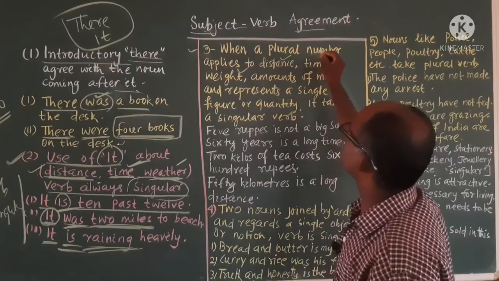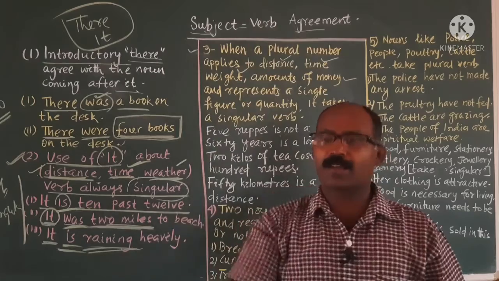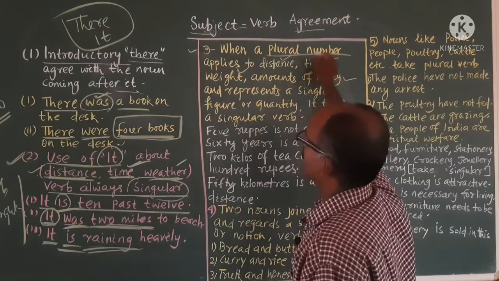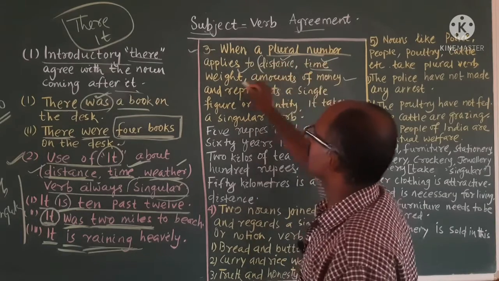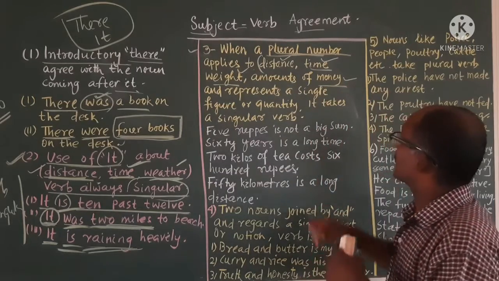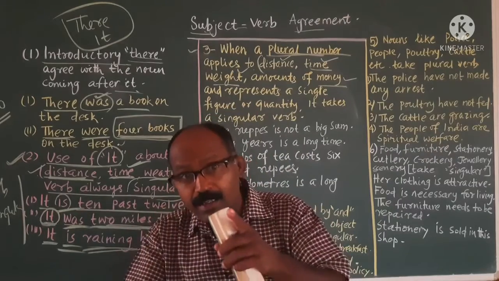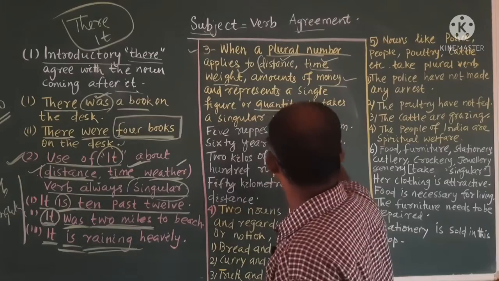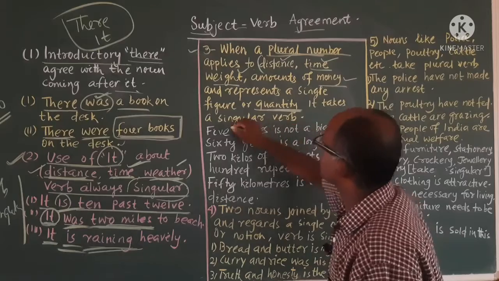time, weight, amounts of money, and represents a single figure. It may be single, it may be plural. That means a plural number applies to whom? The distance, time, weight, amounts of money. And after that it represents a single figure. If it represents a single figure, it may be plural, but if it represents a single figure or quantity, then it will take what? It will take a singular verb.